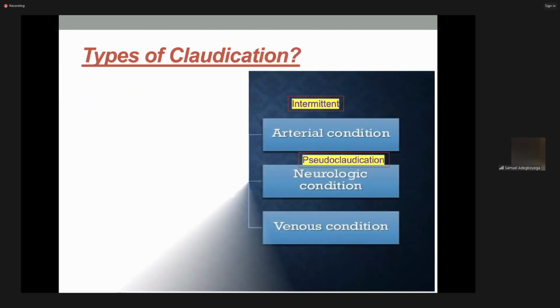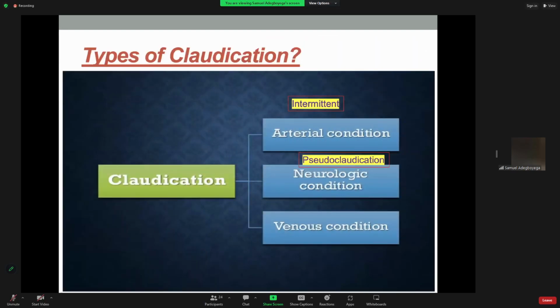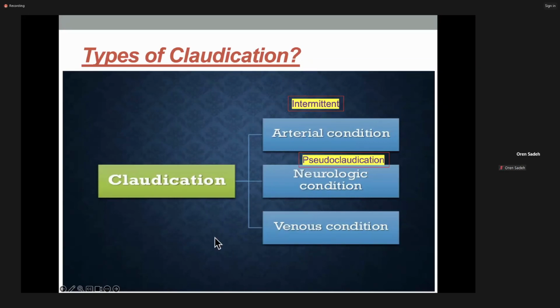We're good? Okay. You should know the differences between intermittent claudication, pseudoclaudication, and venous claudication. Are we good with that? Yes. Okay, let me give you an example. A patient presents with cramps in the leg that gets better after 30 minutes. Which one is that? Intermittent claudication. After 30 minutes. Venous. Be careful. Listen, be careful. After 30 minutes is venous.